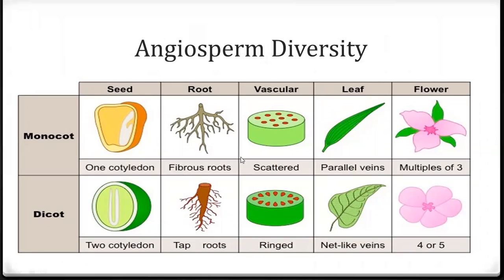So do their roots. You can have a fibrous root or a taproot. This is something like a carrot. Their vascular tissue can be scattered or can be in a ring. Not their seeds, I don't know why I said that. Do you remember in the diversity lab you looked at the different things under the microscope and you looked for a scattered pattern or a ring pattern? Their leaves can have parallel veins, or you can have net-like veins, and their flowers can be in multiples of 3, or they can be in multiples of 4 or 5. So that's how monocots and dicots are different.